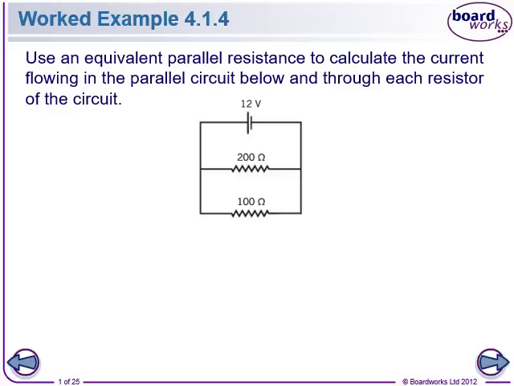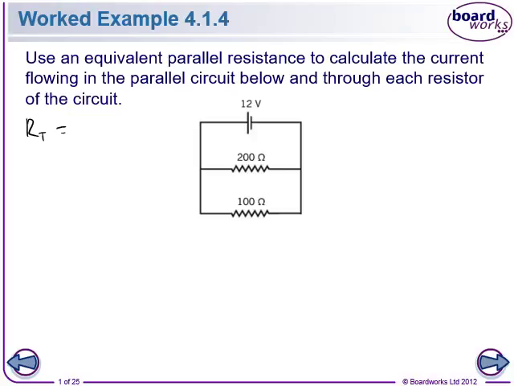Use an equivalent parallel resistance to calculate the current flowing in the parallel circuit below and through each resistor of the circuit. All right, so again, first of all, we need our equivalent resistance so we can get the current flowing through the entire circuit.